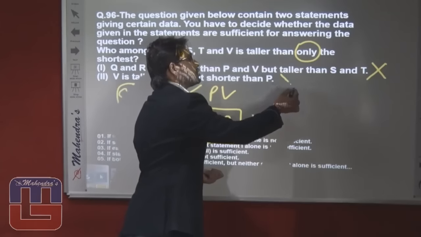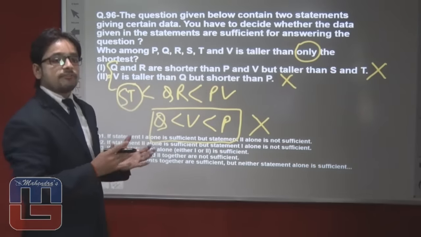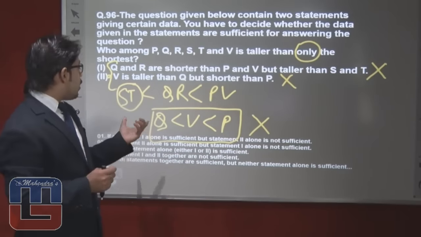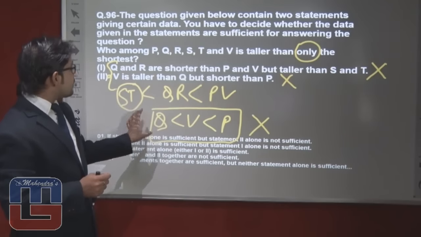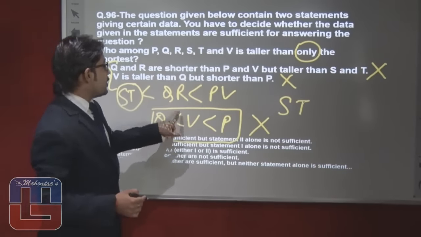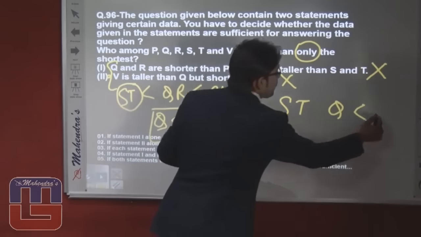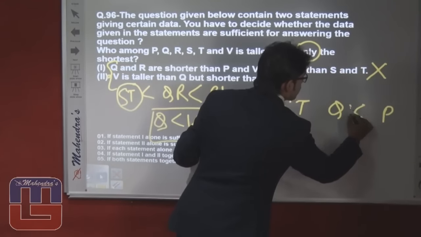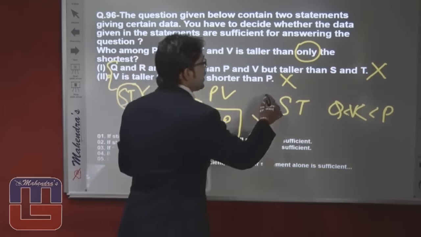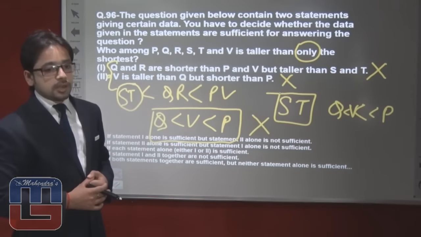Whenever both statements fail individually, we have to combine both of the statements. Then we have to decide whether both statements together are sufficient or not sufficient. Now after combining both of the statements, we can say that S and T will be there. Q is smaller than V and V is smaller than P. Still we cannot find the right answer of this question. So the answer will be: both statements together are not sufficient to answer this question.